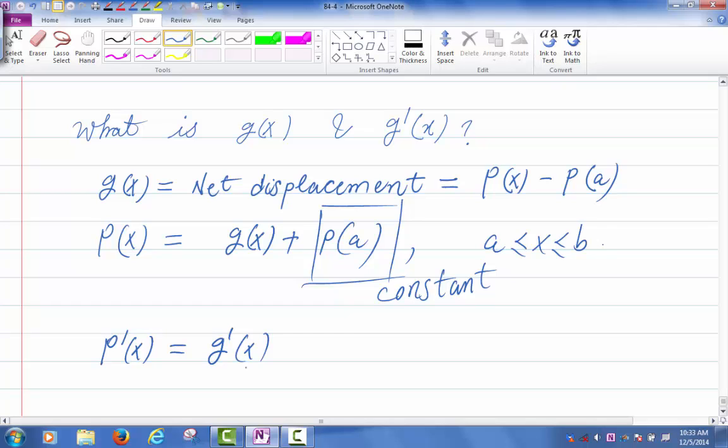However, what is p prime? P prime, that's the rate of change of position, right? Rate of change of position is what? Almost. What's the other term? Velocity, right? Rate of change of position, that's the velocity. So what are we saying? Well, we are saying that g prime of x is exactly the velocity at time x.